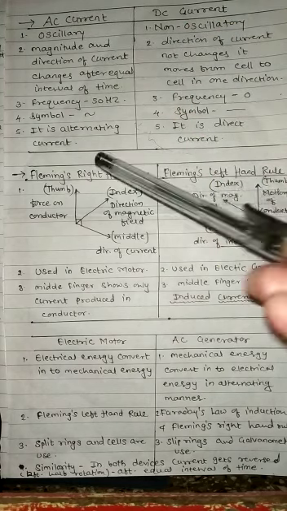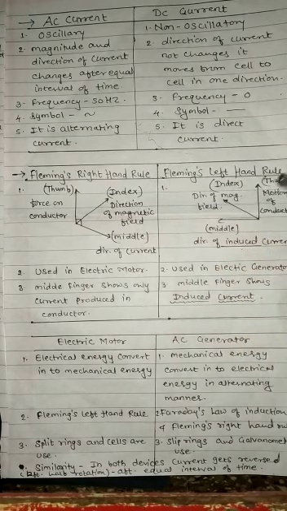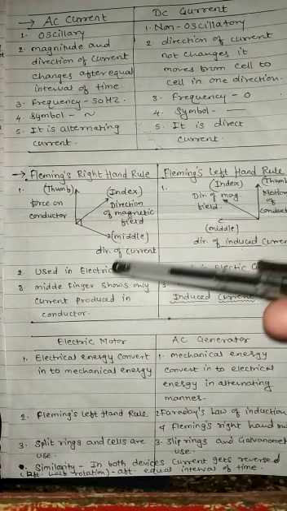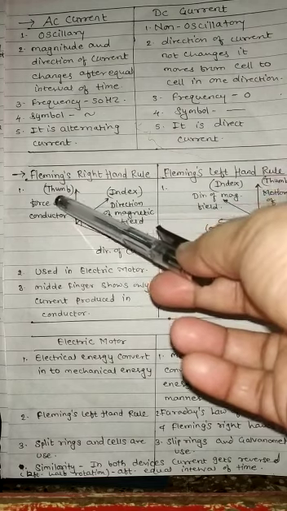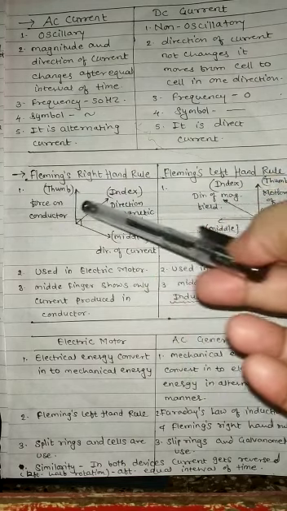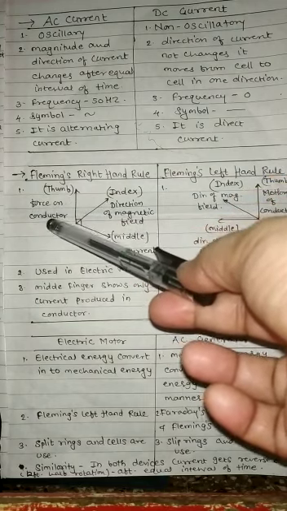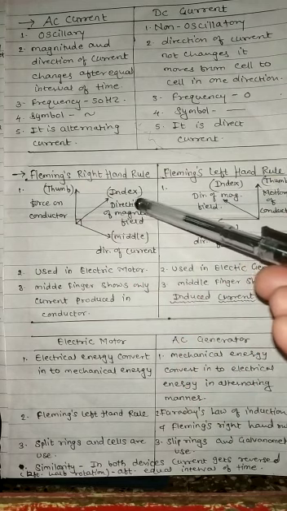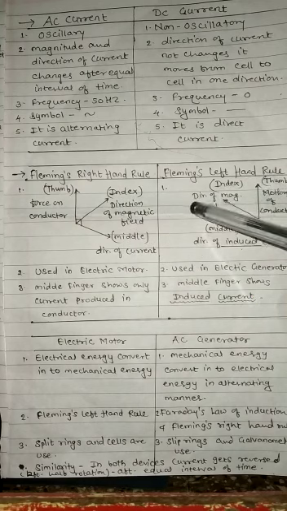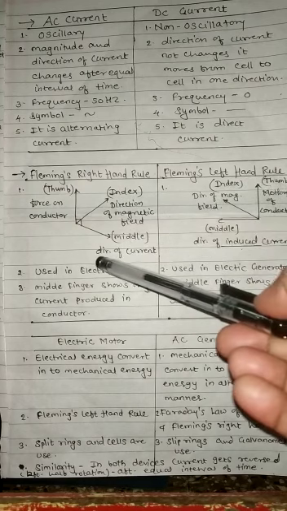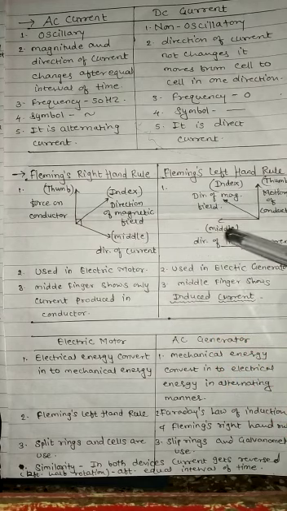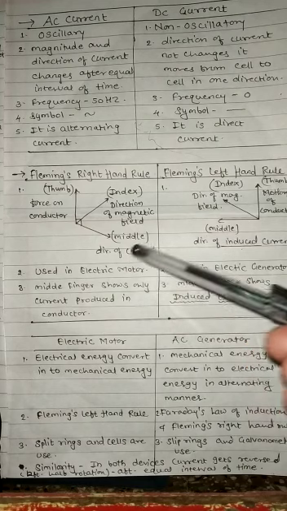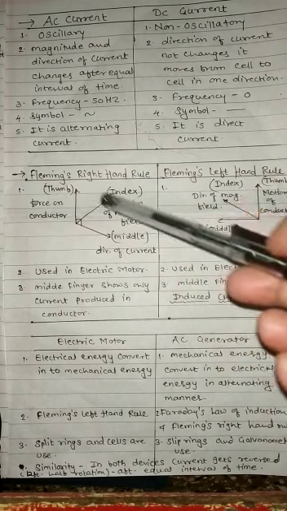Then next is Fleming's right hand rule and Fleming's left hand rule. Again, we write the points of difference. According to the diagram, the thumb shows the force on a conductor. Here also the thumb shows the motion of a conductor. Motion means nothing but a force. The index finger shows the direction of a magnetic field. Here also the direction of a magnetic field. The middle finger shows the direction of current. Here the middle finger shows the direction of induced current. So this point is different. All the other two points are the same.